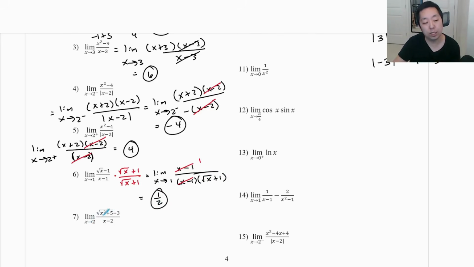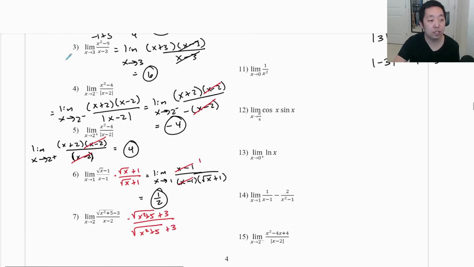I'm going to plug in 2. I'm going to get 4 plus 5 is 9. Root 9 is 3. 3 minus 3 is 0. This would be 0 over 0. So again, I have to do the trick where I'm going to multiply by root x squared plus 5 plus 3 over root x squared plus 5 plus 3.